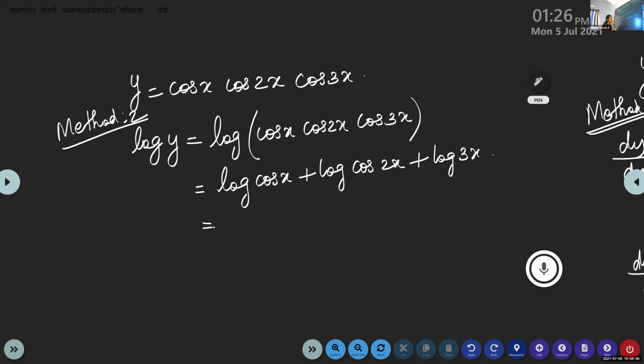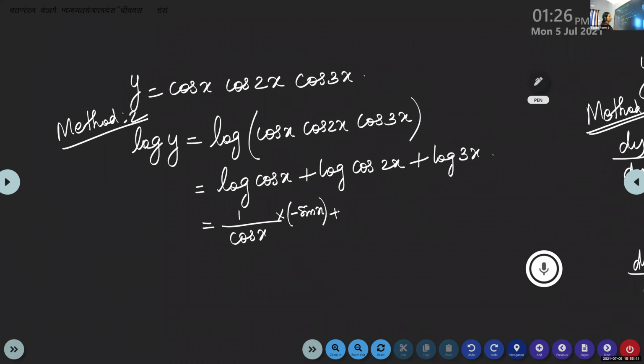Now, what is the derivative of log x? Sania, derivative of log x. 1 by x. So what is the derivative of log cos x? No, log x is 1 by x, isn't it? So what is the derivative of log cos x? 1 by cos x into, you differentiate cos x. What is the derivative of cos x? Minus sin x. Is it okay?